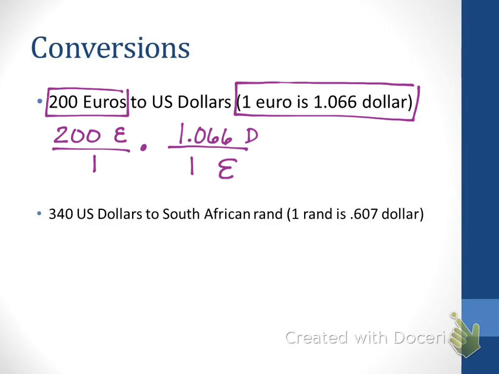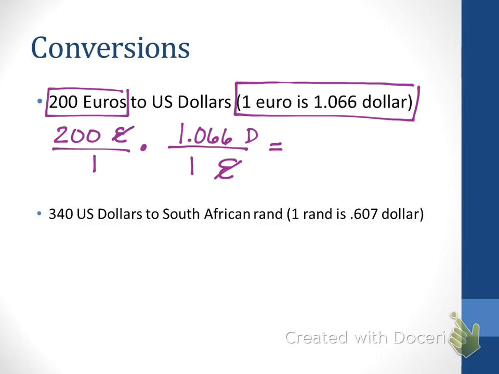And the reason why I do that is because what am I trying to get rid of? Euros. And I'm trying to end up with dollars. Well, guess what? I can cancel out my euros, and what's the only thing I'm left with? Dollars. That's the whole reason why you set it up like that. Well, this tells me, okay, 200 times 1.066.